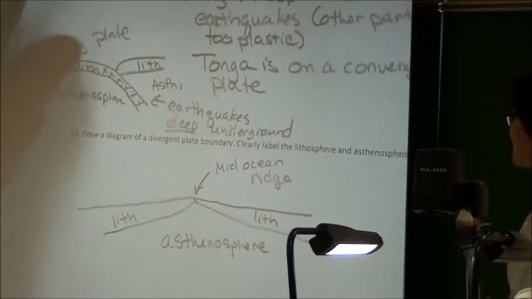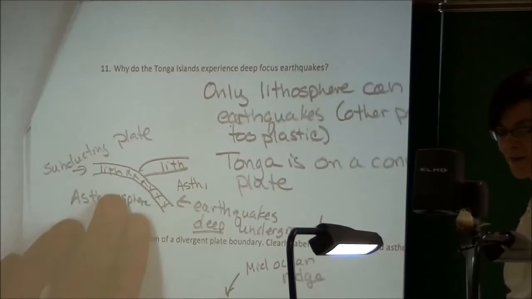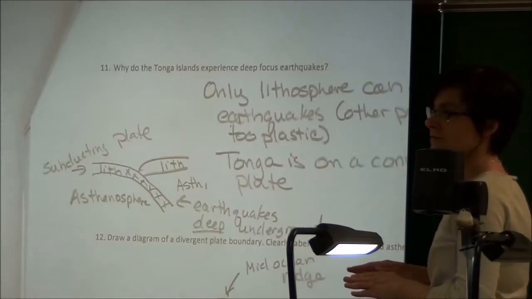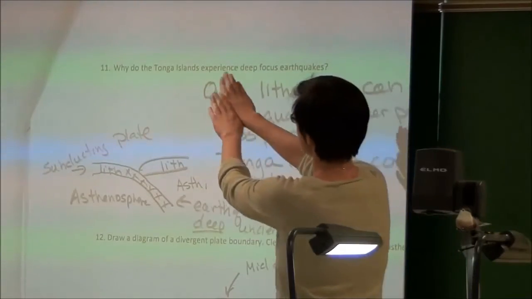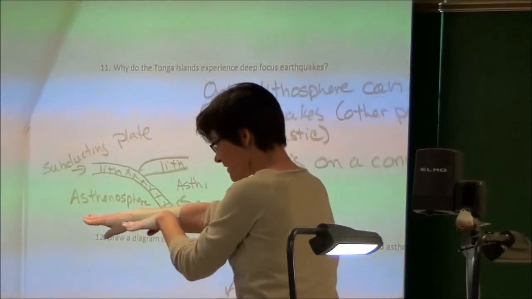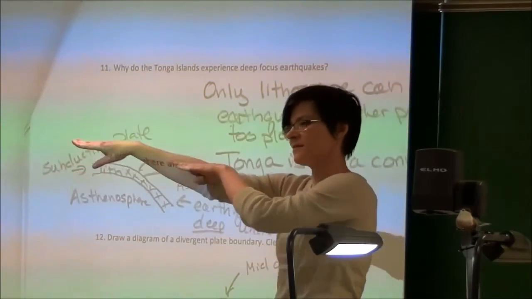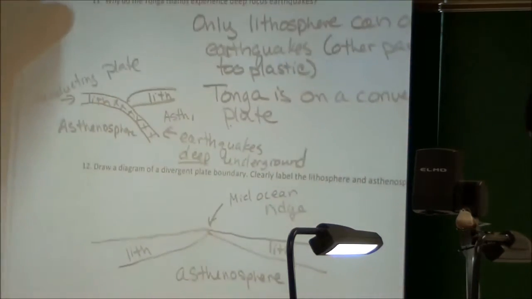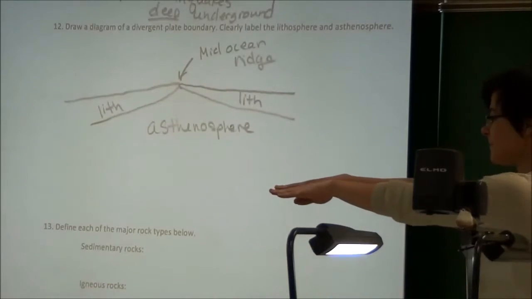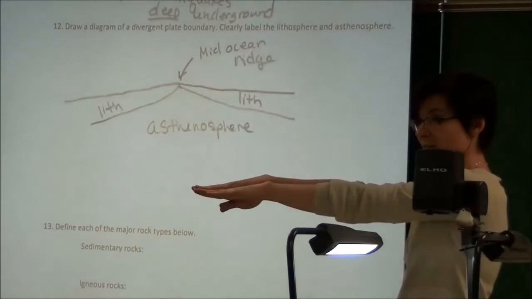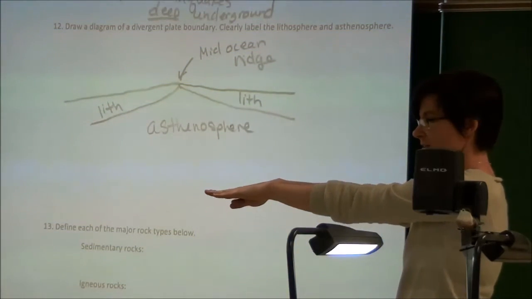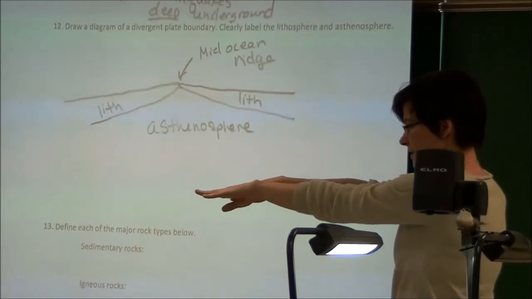So, number 13, define each of the major rock types. Oh, let's take a moment. This is a convergent plate boundary, and then show me with your hands, how does a transform plate boundary move? Right, like this. If I'm looking down on top of it, it's sliding back and forth like this, either like this or like that. Imagine California: this is California, this is the rest of the continental United States. It's basically sliding across one another.